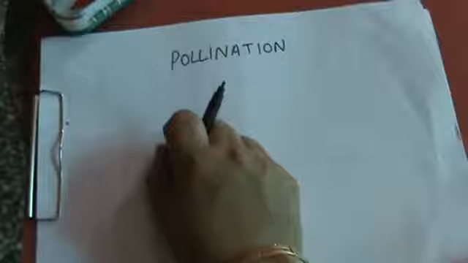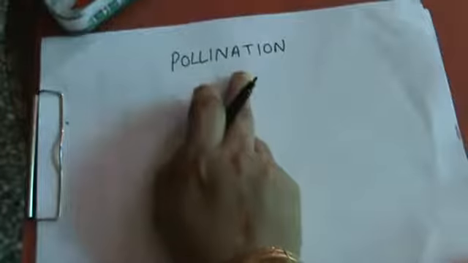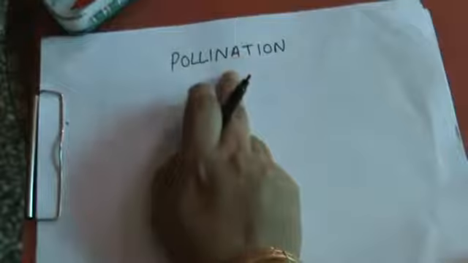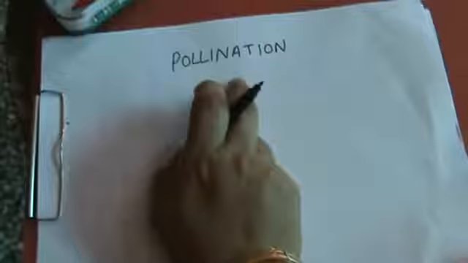Students, today we will continue our chapter Sexual Reproduction in Flowering Plants. The topic is pollination. What is pollination? Pollination is the transfer of pollen grains from the anther of the stamen to the stigma of the carpel.